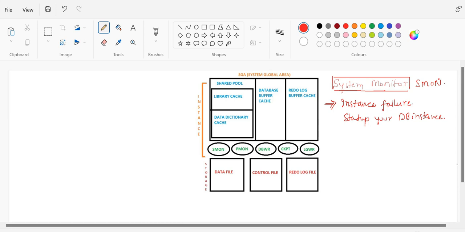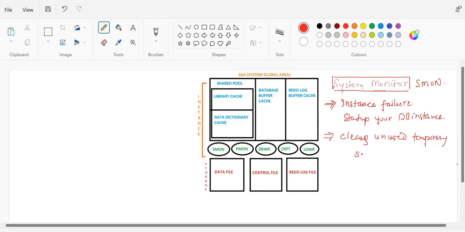Apart from that, SMON checks regularly to see whether any process is needed or not. Other processes can call SMON to detect if there is a need for any other process. Suppose LGWR, CKPT, DBWn are working; SMON checks regularly, always monitors the other processes also, and it automatically does cleanup. It cleans unused temporary segments.